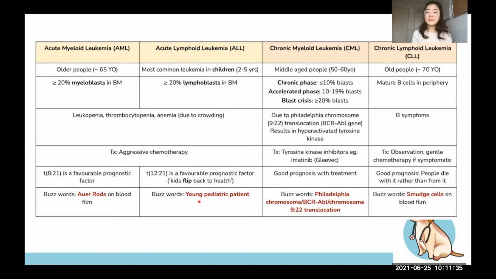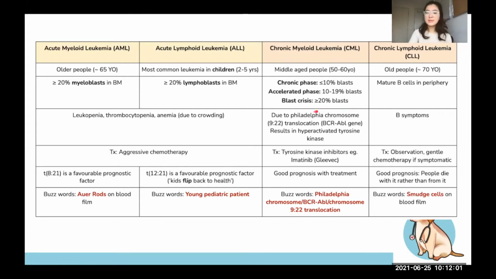For your chronic leukemia, you've got your CML and CLL. So CML, kind of the same demographic as your AML. What happens is you actually have three phases, and the phases depend on the percentage of blasts, either in the periphery or in the bone marrow. Your chronic phase is when you have less than 10% of blasts, accelerated, getting a bit worse, 10 to 19%. Blast crisis is more than 20%.